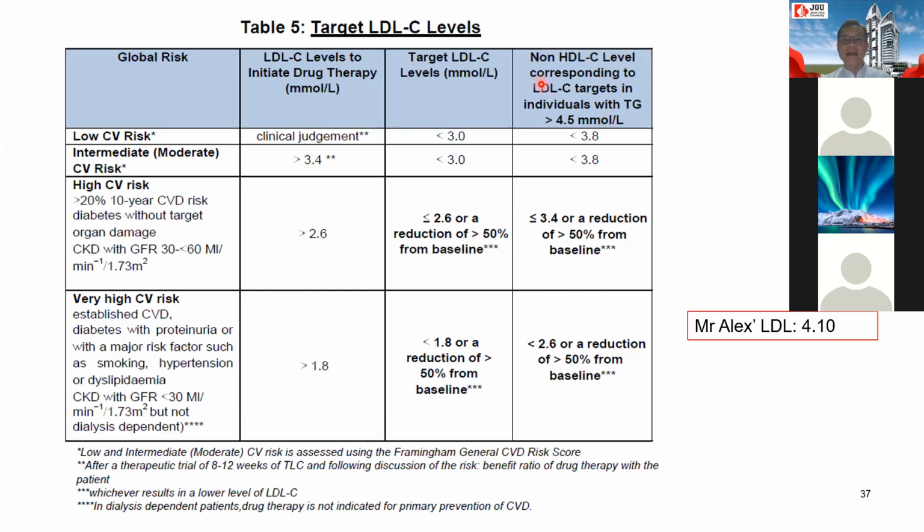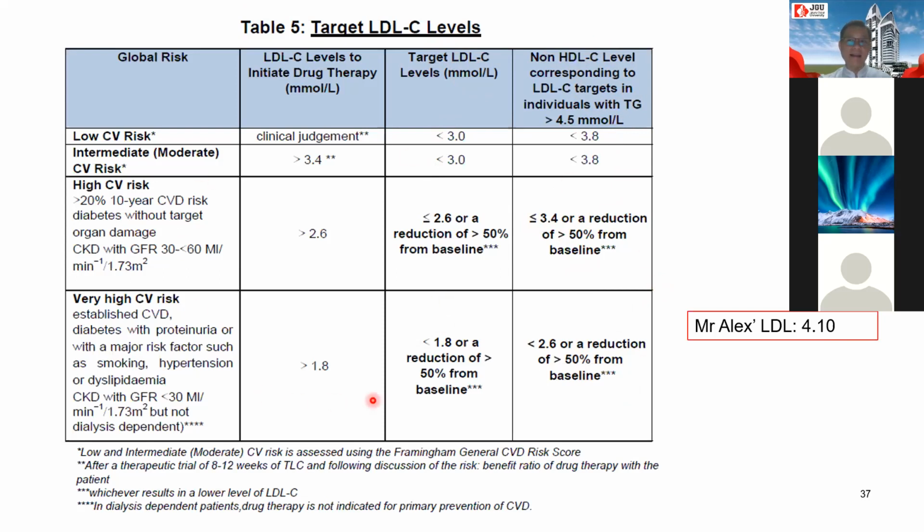So what is this non-HDL? In case the TG is more than 4.5, we don't use the LDL anymore because it's not accurate. So we use the non-HDL. Of course non-HDL means the LDL plus the VLDL, so then it will be a bit higher, 3.4. So this is how you understand the table.